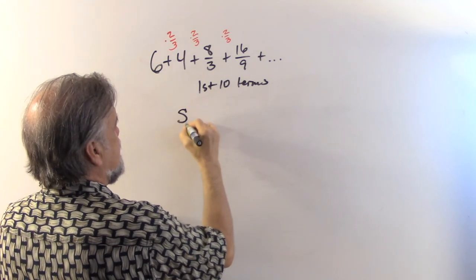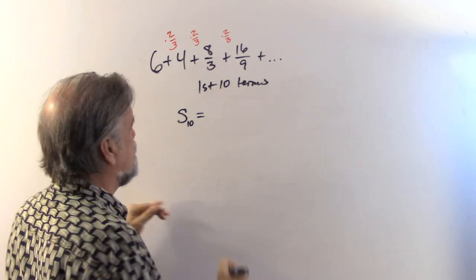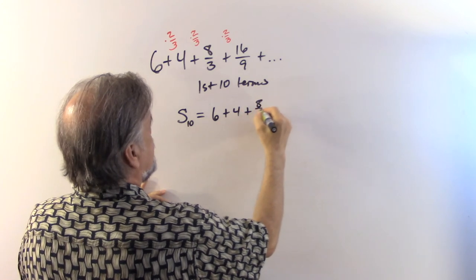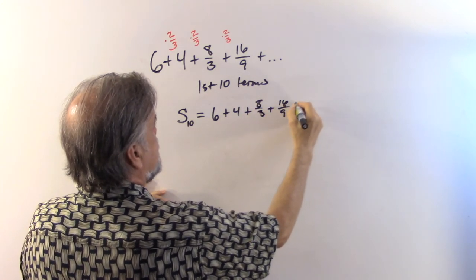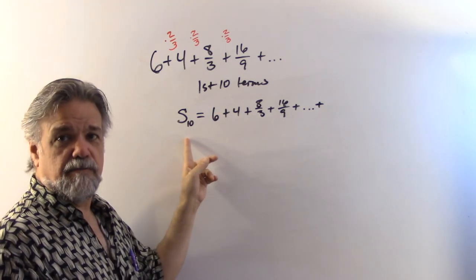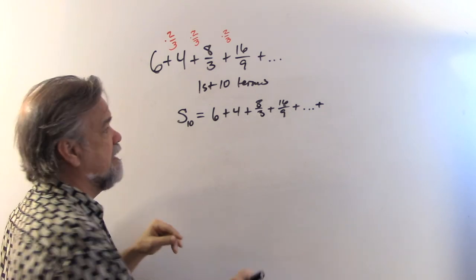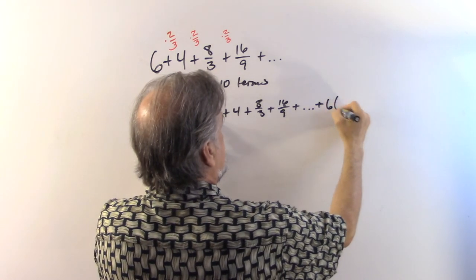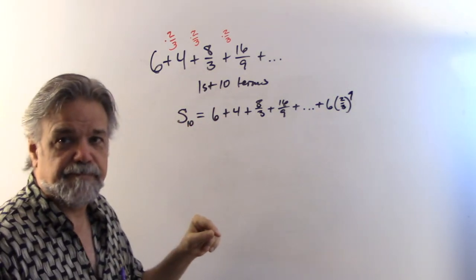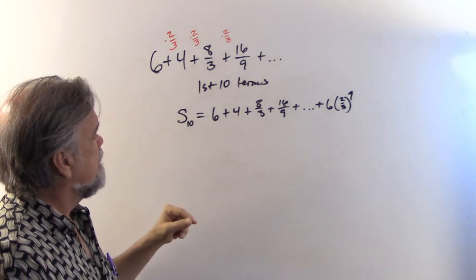let's say S10 is my series here. It's going to be 6 plus 4 plus 8/3 plus 16/9 plus all the way up to the last term in this series, which would be A10, and A10 would be 6 times 2/3 to the 9th power. Okay? That's what our series looks like.